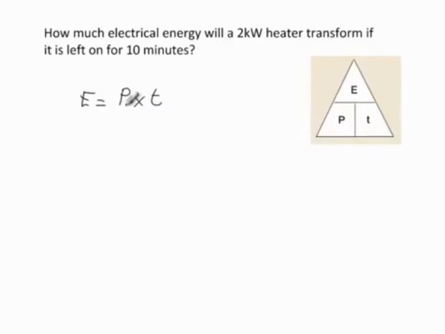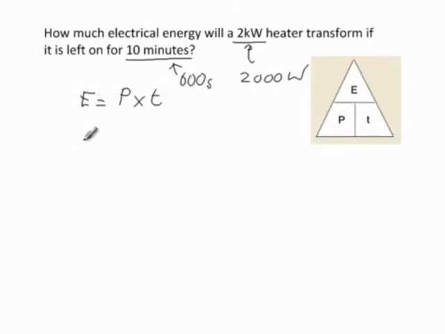So I need to find the power and the time in the question. So 2 kilowatts is the power and 10 minutes is the time. So again, they've tried to trick us with the units, so I need to change 2 kilowatts into watts. Well, 1 kilowatt is 1,000 watts, so 2 kilowatts is 2,000 watts. And I need the time in seconds, so 1 minute is 60 seconds, so 10 minutes must be 600 seconds.